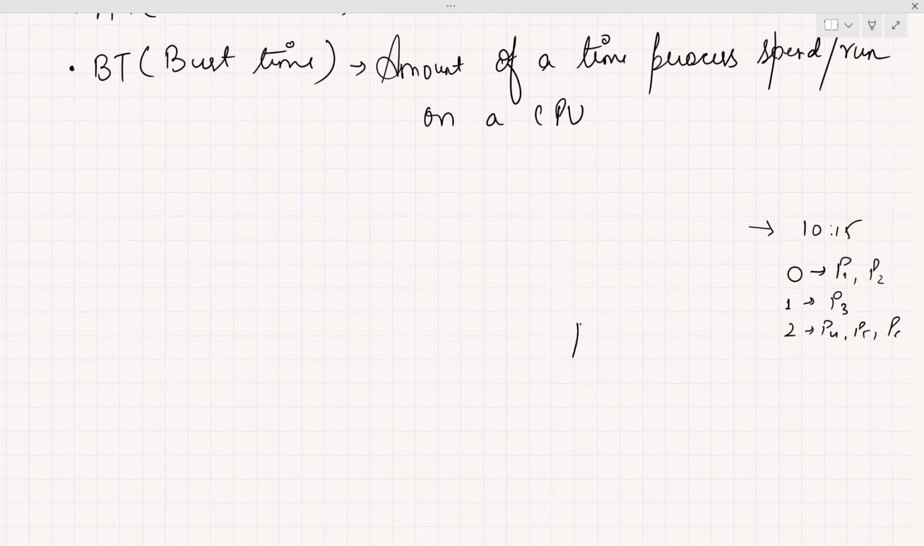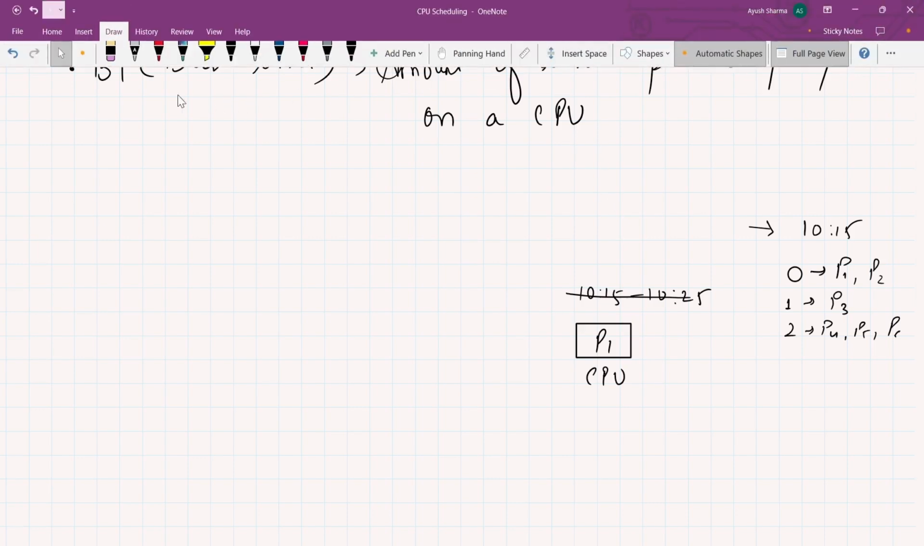It means we have a CPU. Let's say P1 is executing from 10:15 to 10:25. So this is the time the process spends on a CPU. This is what a burst time is in a simple way. Burst time means the amount of time the process is running on a CPU. It means right now the process is not waiting. For example, P1 is running on a CPU.